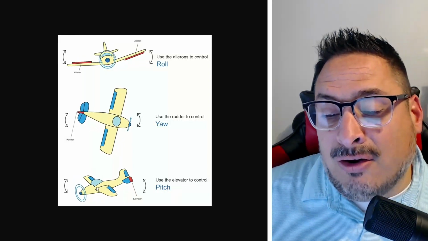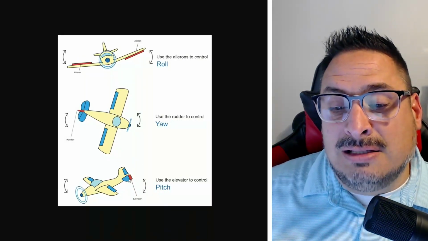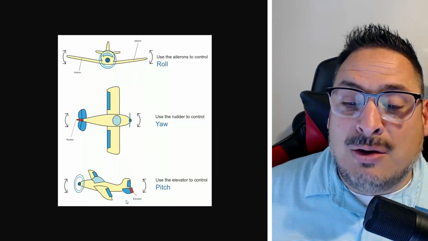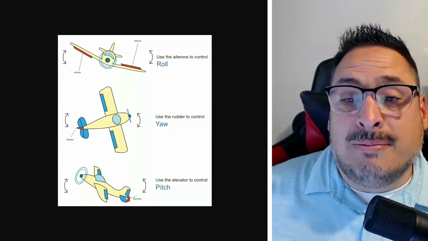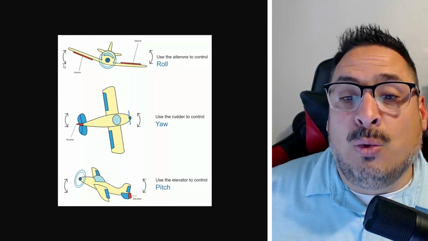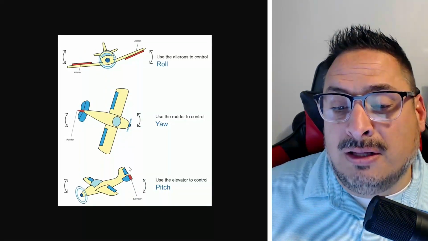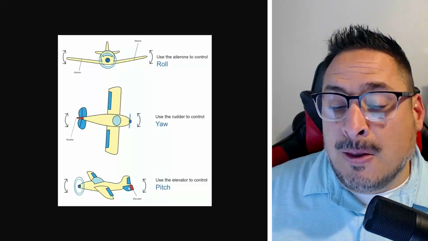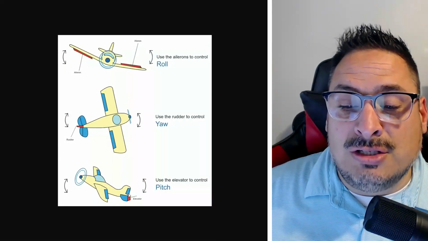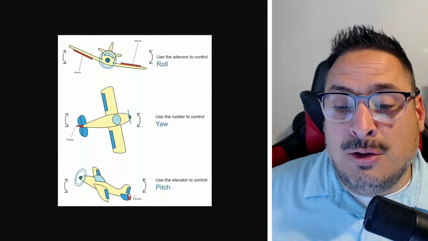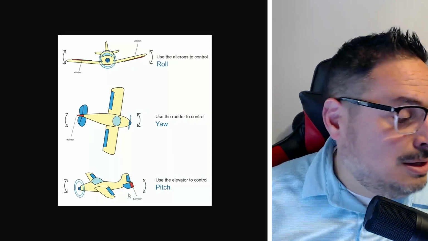Now pitch. Pitch is how we bring the aircraft up and down. It has little flaps at the back wing, at the back of the aircraft. Unlike the ailerons up top, where they work opposite each other, the elevator works together. So both elevators on both sides of this aircraft are moving in the same direction, up and down, to get the nose and the tail to raise and lower.